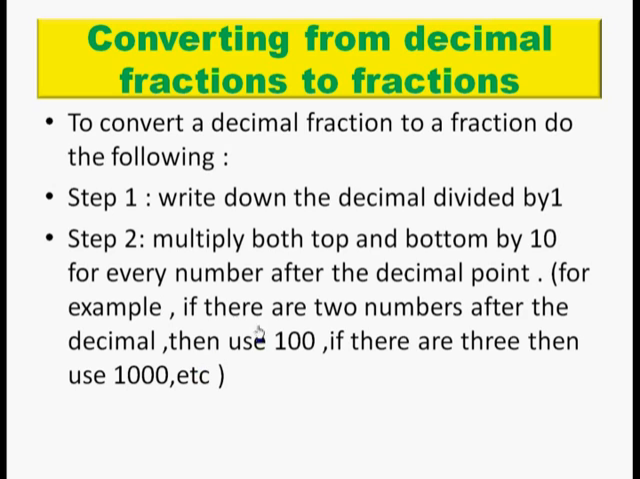For example, if there are 2 numbers after the decimal, then you use what? 100. If there are 3, then you use 1000, etc. So if there were 4, you'll use what? 10,000. Do you understand? Very good.